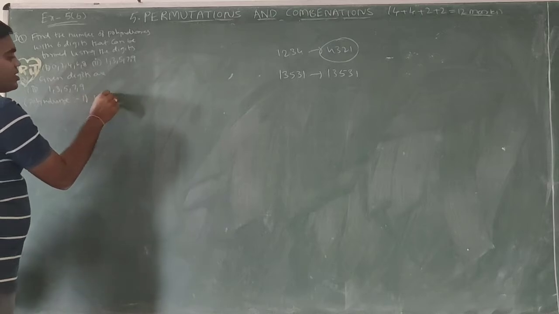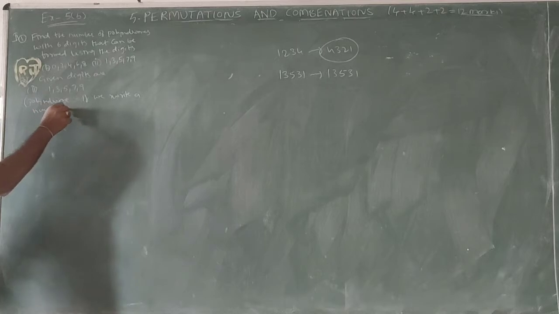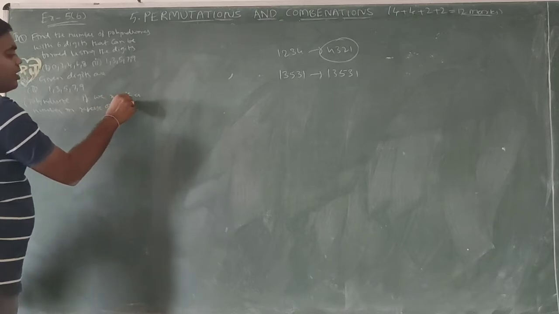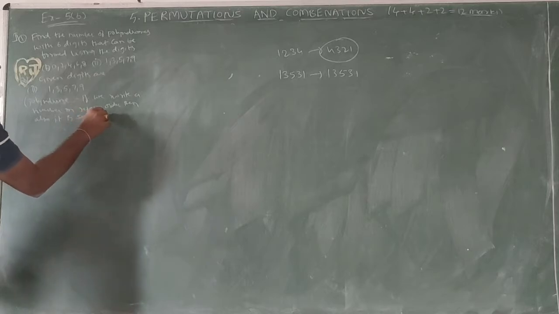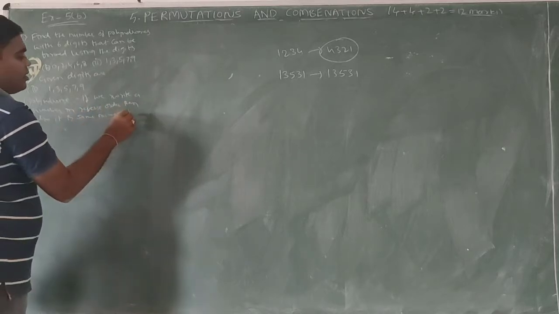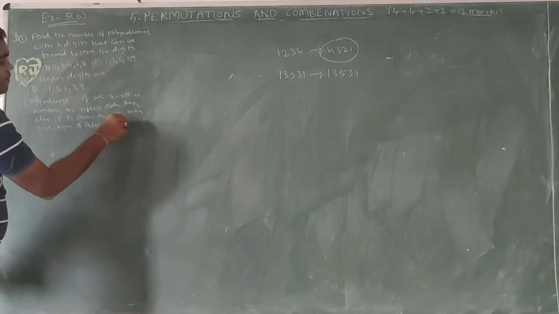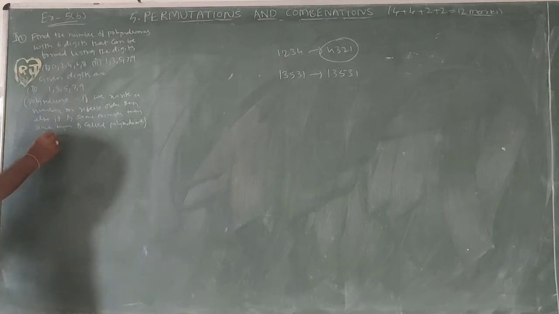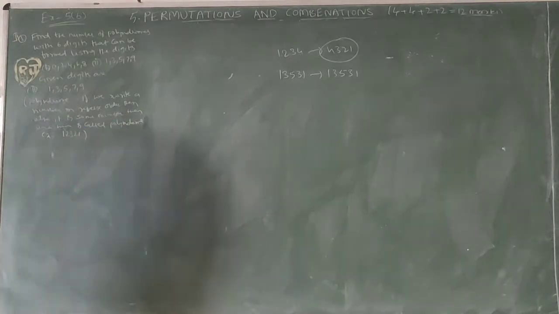If we write a number in reverse order, then also it is the same number, then such a number is called a palindrome number. Example: 1, 2, 3, 2, 1. So this is the example. So this is a palindrome number.